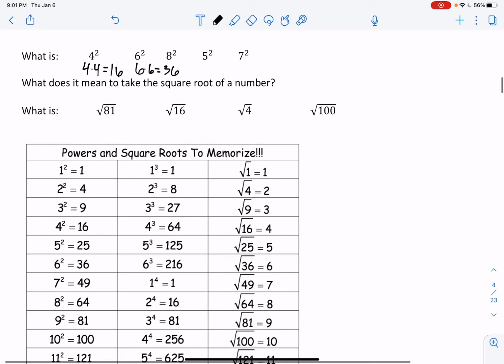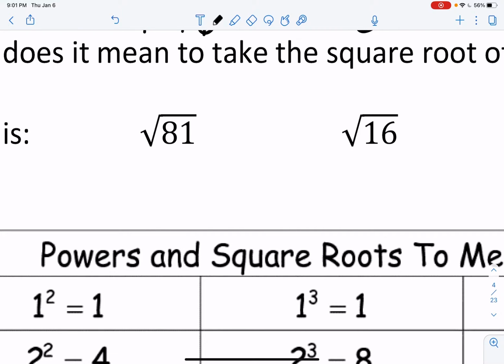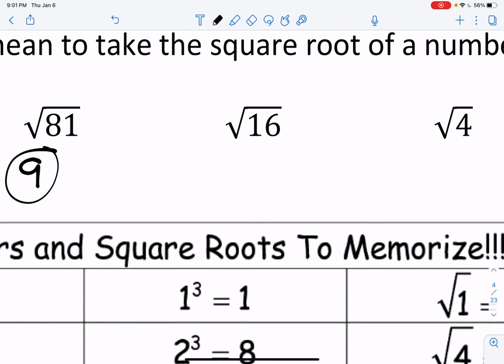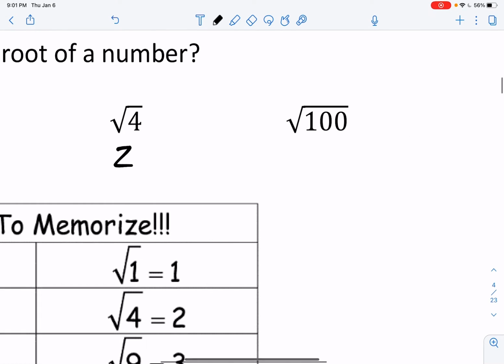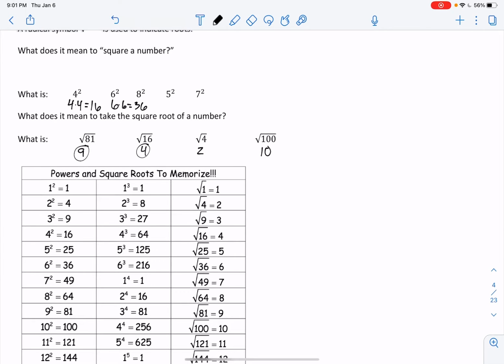Whereas a square root means what times itself equals 81? Well, that's 9 times 9, so the answer is just 9. What times itself equals 16? 4 times 4 equals 16, so the answer is just 4. What times itself equals 4? 2. What times itself equals 100? 10, because 10 times 10 is 100.